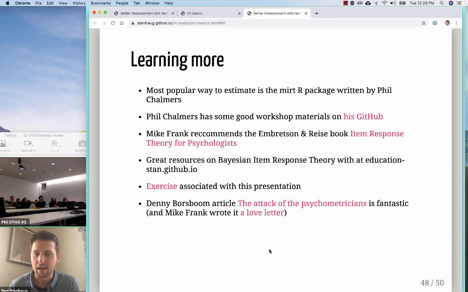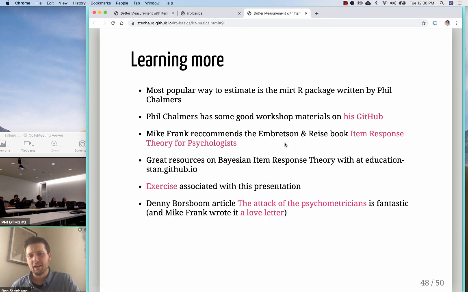All these slides are online. I think we're just about at time. But the way I learned best was simulating data or using my own empirical data and then just fitting models to it. I used R. There's a package called mirt, which I think is the most common of people using this that I've seen, but there's certainly other good stuff.